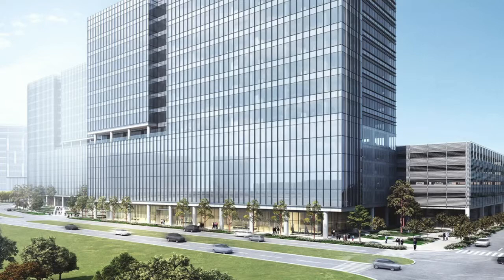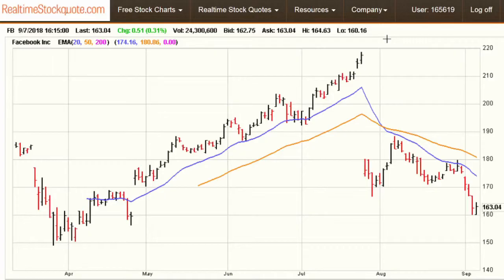Now let's go straight to the charts. And this is the 6-month daily chart on Facebook, and the symbol is FB. And this here is the last day of trading right before the earnings announcement. And this is the first day of trading following the earnings announcement. And so the stock gapped down from about $218 a share to below $180 a share.